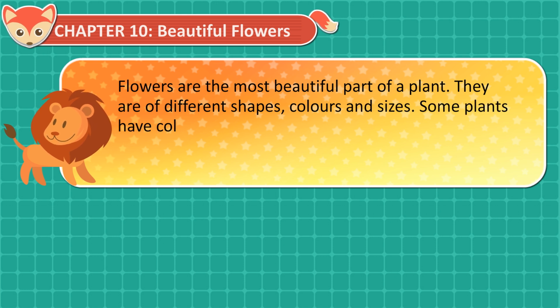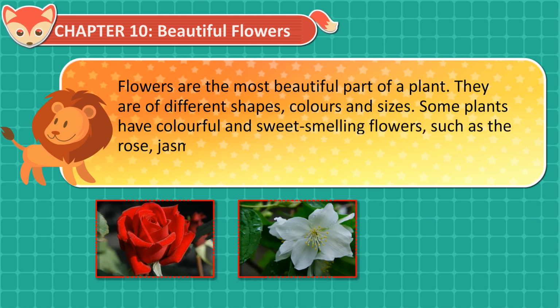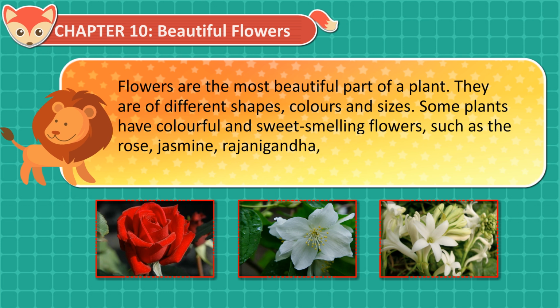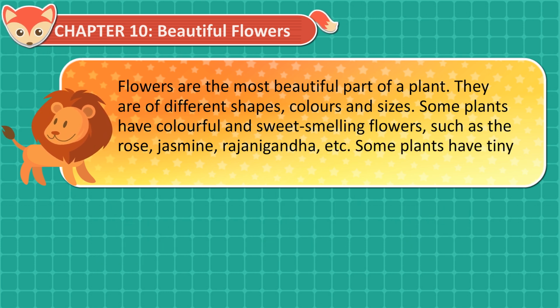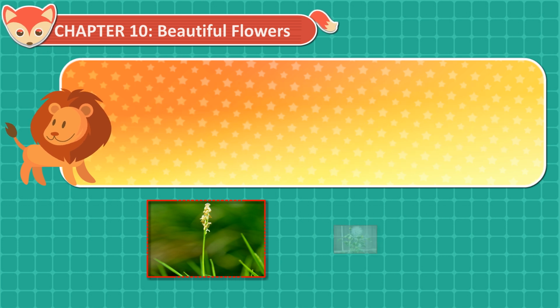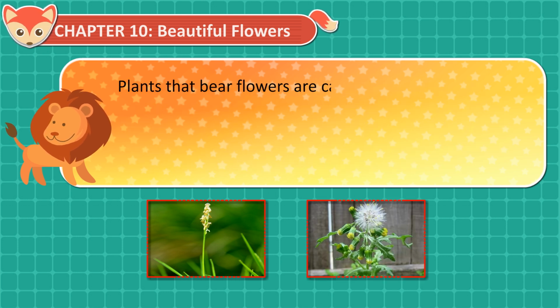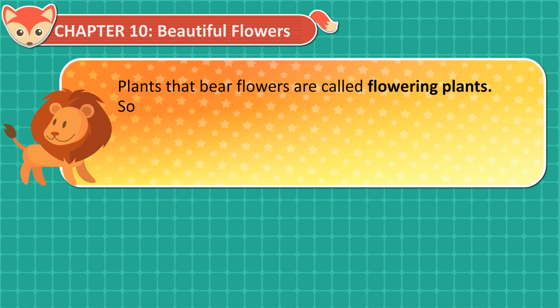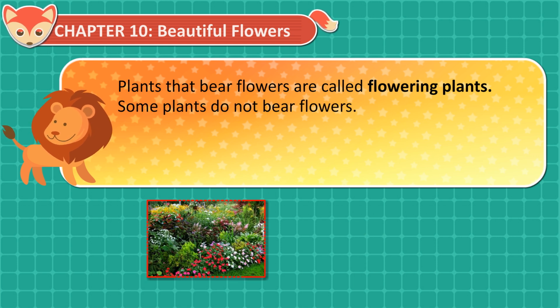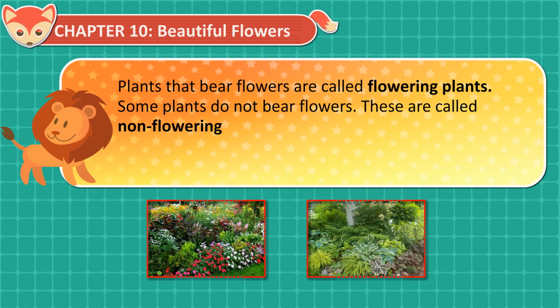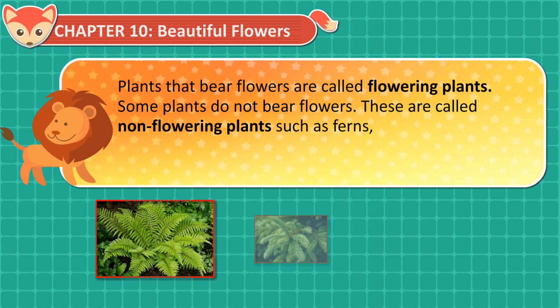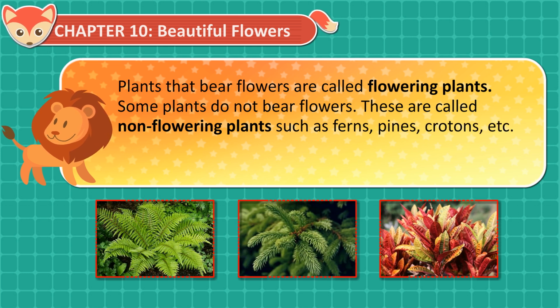Some plants have colorful and sweet-smelling flowers, such as the rose, jasmine, rajnikandha, etc. Some plants have tiny flowers with no smell, such as grass, weeds, etc. Plants that bear flowers are called flowering plants. Some plants do not bear flowers. These are called non-flowering plants, such as ferns, pines, crotons, etc.